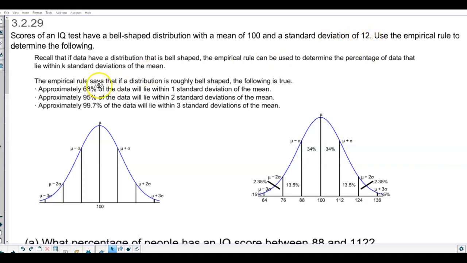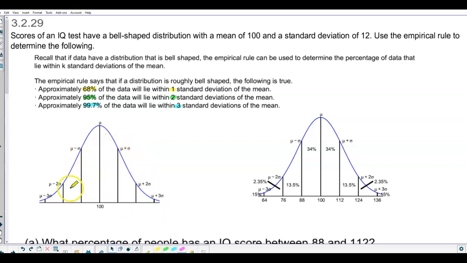Now the empirical rule says that if a distribution is roughly bell-shaped, the following is true. Approximately 68% of the data is going to fall within one standard deviation from the mean. Approximately 95% of the data is going to lie within two standard deviations of the mean, and 99.7% of the data is going to fall within three standard deviations of the mean.